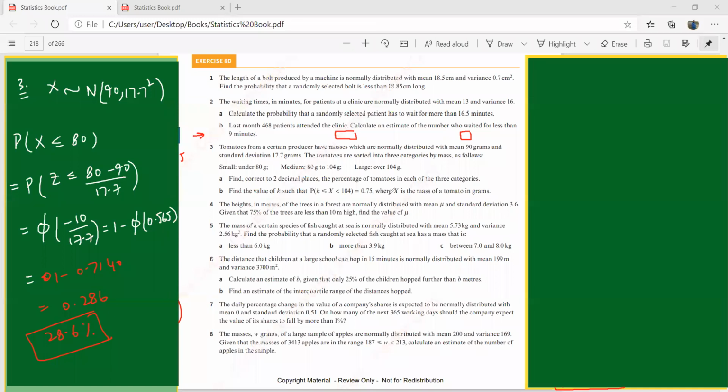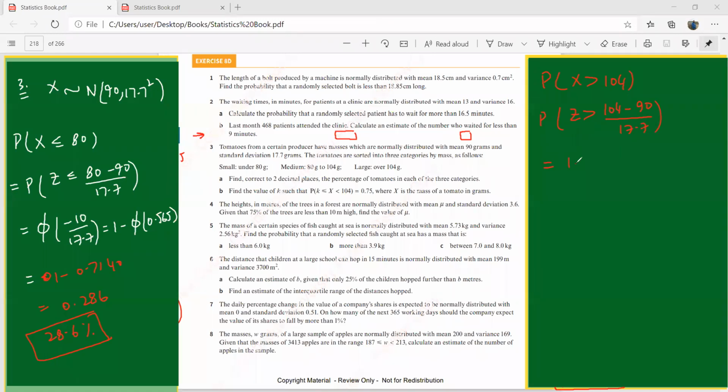Okay, let's find the large category, and this would be easily calculated. Then we'll subtract these two from 1 and you'll get this. The large category is over 104. So that is probability x is more than 104. So this would be probability z is greater than 104 minus the mean, that is 90, over the standard deviation, that is 17.7.